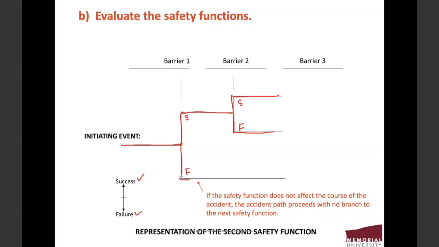In many cases, you will see that once barrier one fails, we just bypass our second barrier. It depends on the problem which you are studying. I do have examples, like fault analysis, and many practice questions for you to understand this. So if the safety function does not affect the course of the accident, the path proceeds with no branch to the next safety function, because this failure is not going to affect barrier two here.